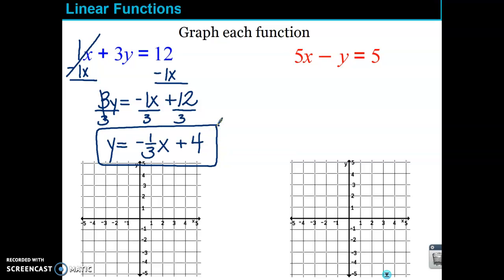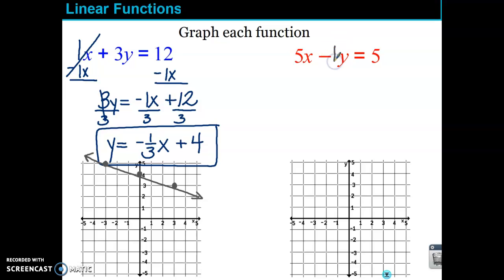So that slope will tell you the rise over the run. So I can graph this one starting at positive 4. Notice it's a negative, so I'm going to go down 1 and then to the right 3. Your other option would have been up 1, but then left 3. So we need to have one negative movement to make that line slant down.